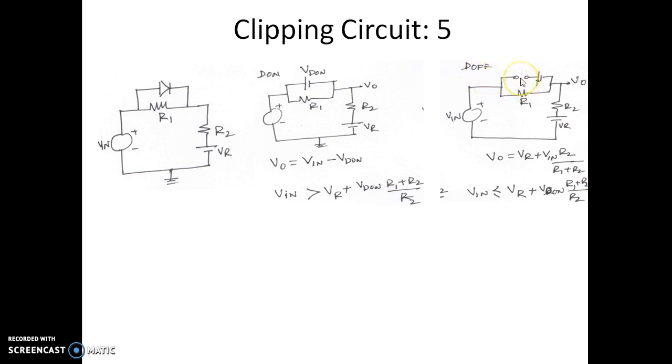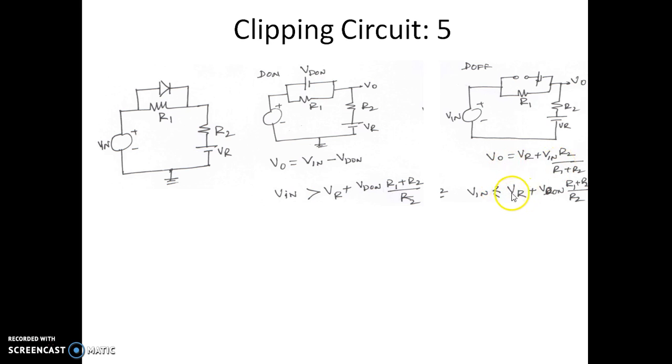Now we can see the diode is being represented by off. The output voltage is given by Vr plus Vin into R2 by (R1 plus R2). So this is the expression for the output voltage. If R1 is equal to R2, the output voltage is Vr plus half of the input voltage.